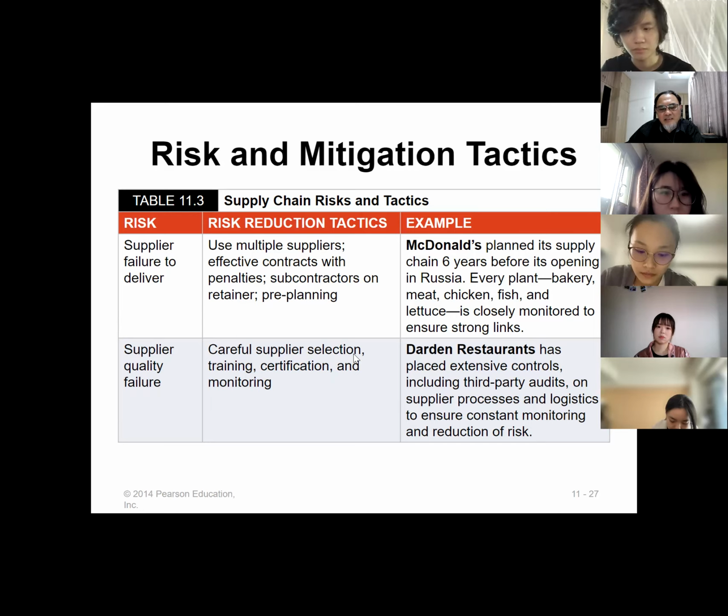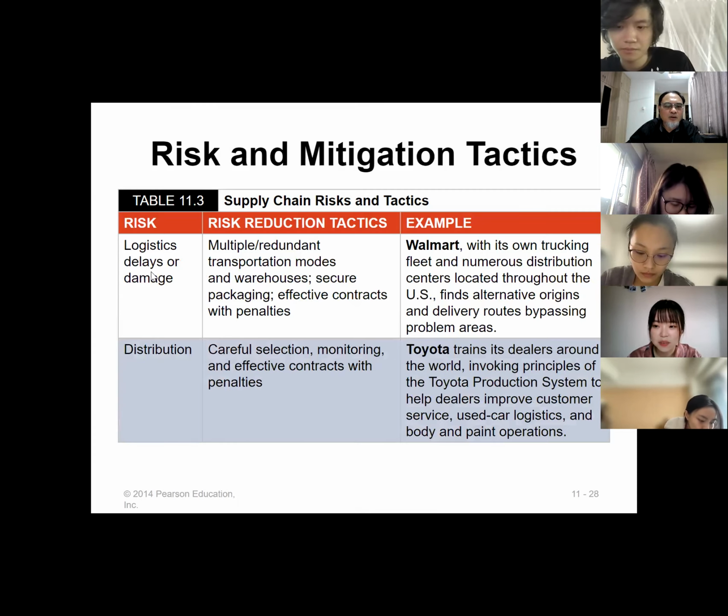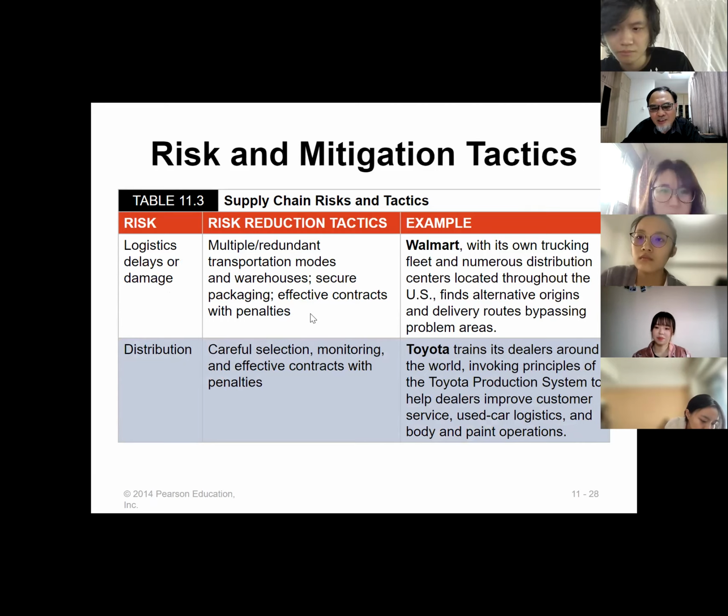Careful supplier selection. That means your supplier selection process must be very, very good. You select only the best suppliers, and you need to provide training, certification, monitoring, and so on. What else? There are a lot of logistic delays, so use multiple and redundant transportation modes. But in COVID, you cannot do anything because the ships are not going, and the countries are not accepting ships. Lockdown. So what can you do? You cannot do anything.